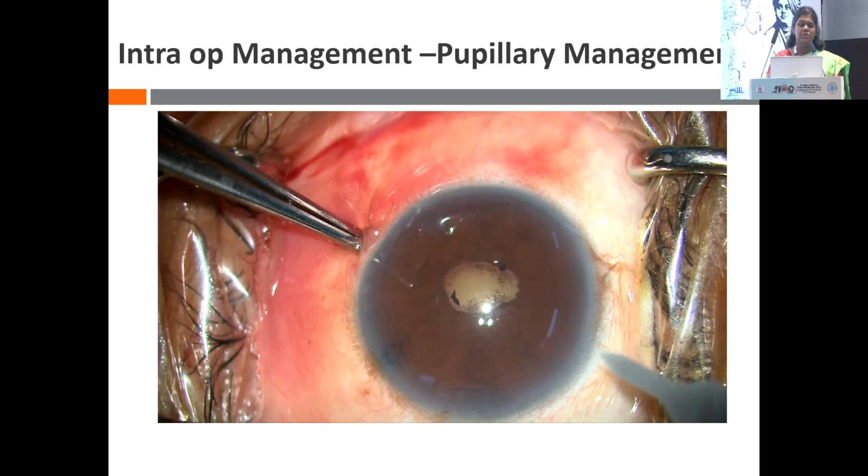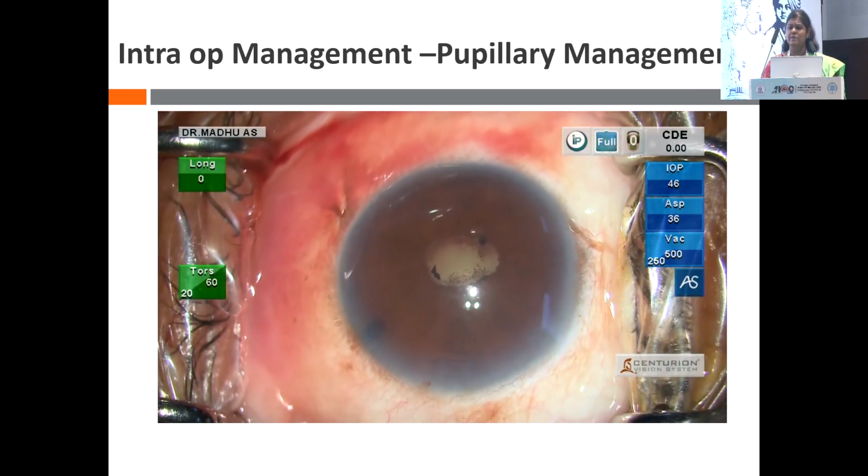So coming to intraoperative management, it's mainly the pupillary management which is different from rest of your cataract surgery. If you see, most of our patients have posterior synechiae and a small pupil. So this is a small video which will tell you how to manage a patient with small pupil.